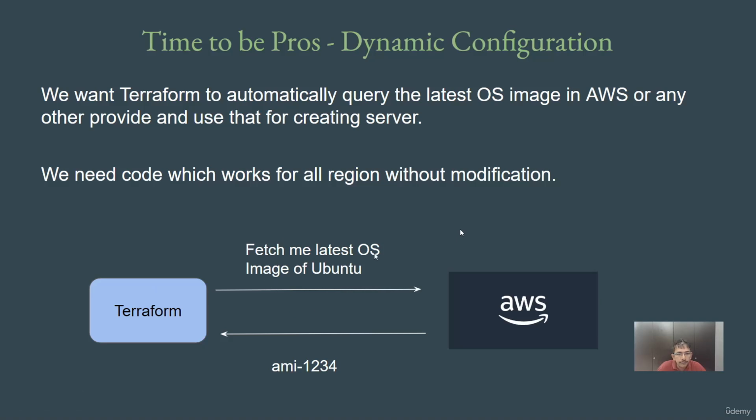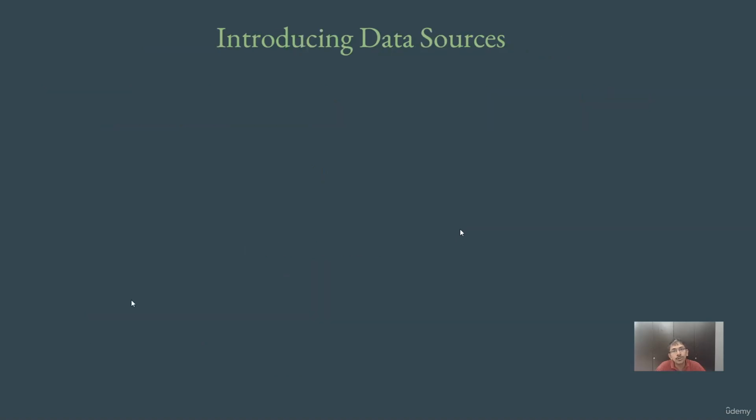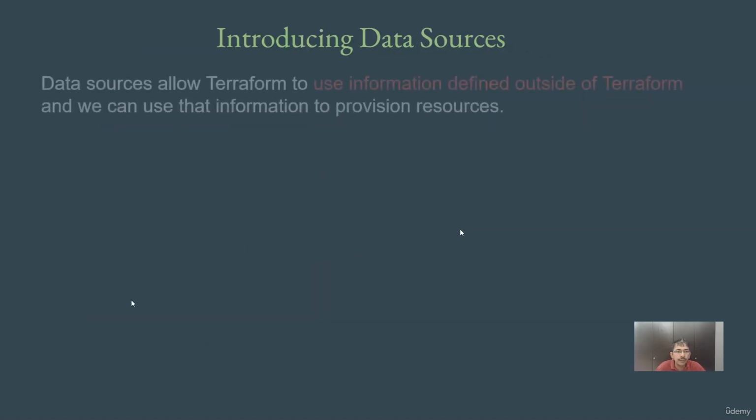So now, if you have this kind of an approach, you don't have to worry about hard coding the AMI ID in your code. Terraform will fetch the latest AMI and use it as part of creation of the EC2 instance.